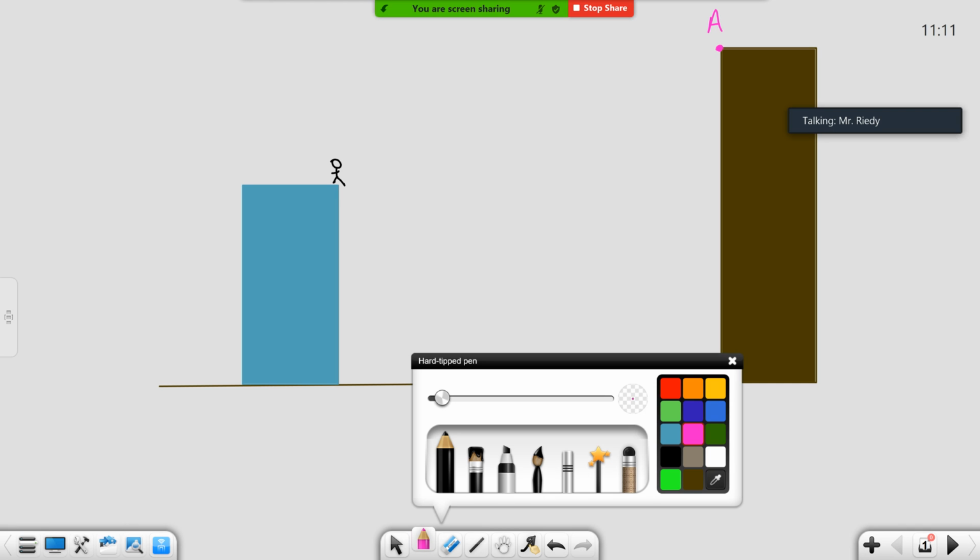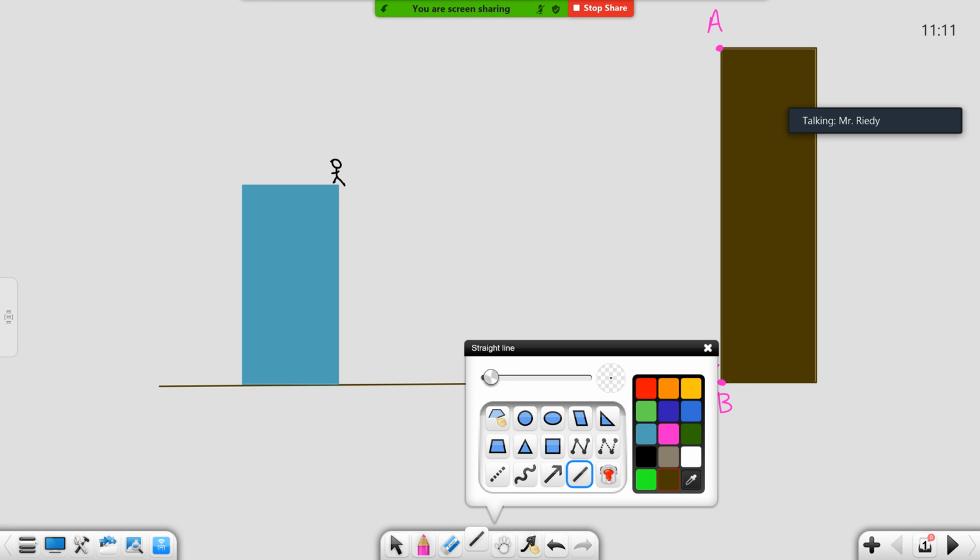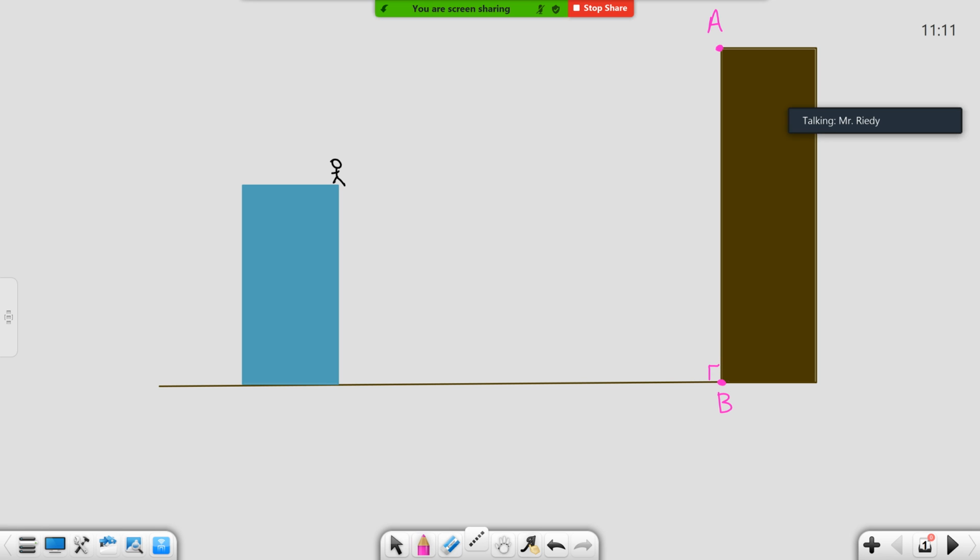All right, here's what we got. Okay, so that's you standing on top of the blue building. And across the way is this ugly brown building. And we want to talk a little bit about some geometry. And we're going to introduce a couple terms. The two terms we're going to introduce are angle of elevation and angle of depression.